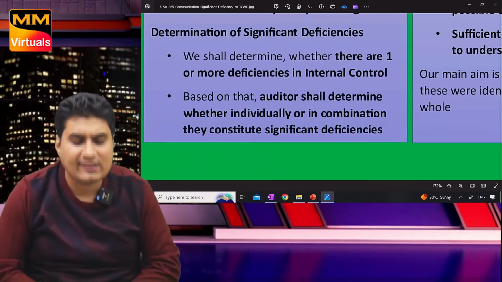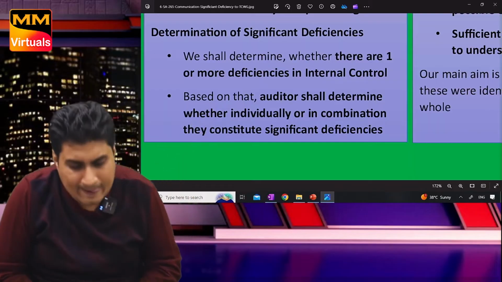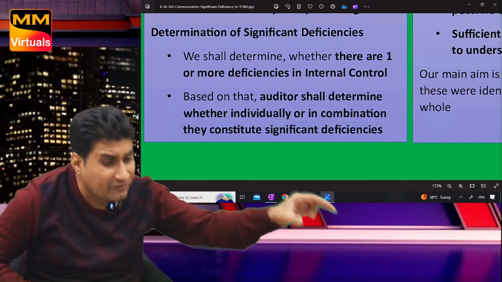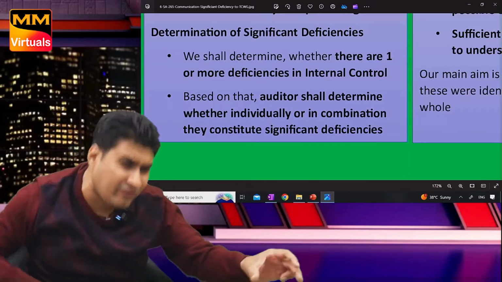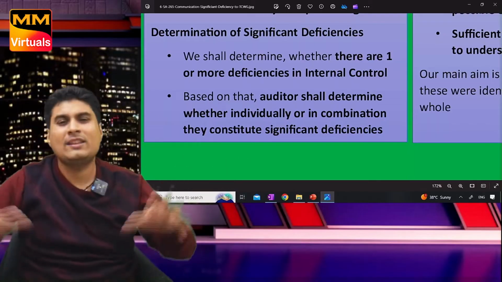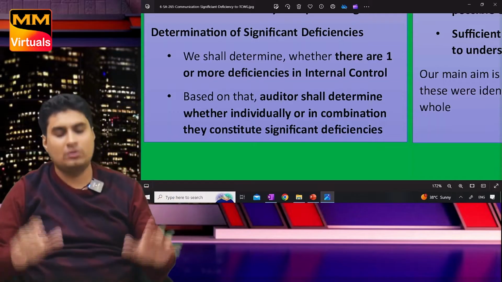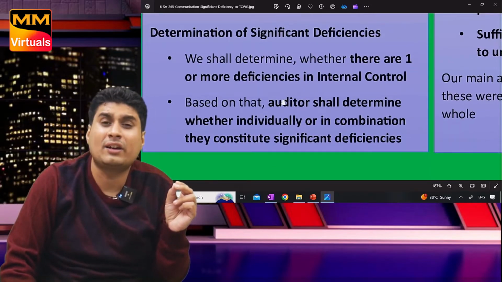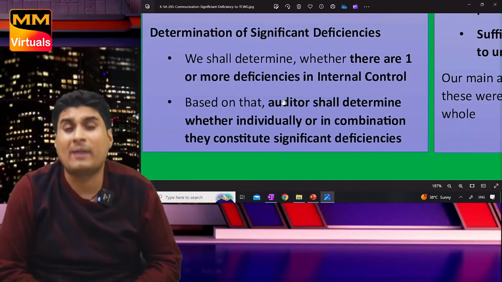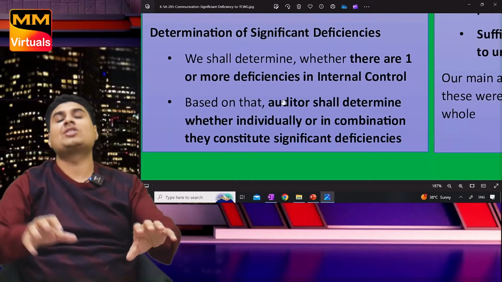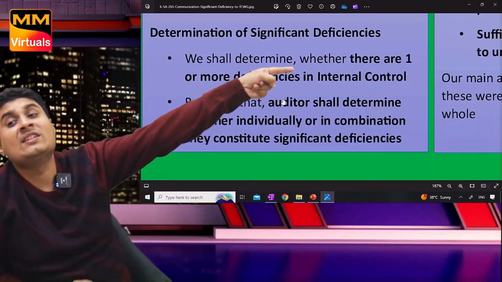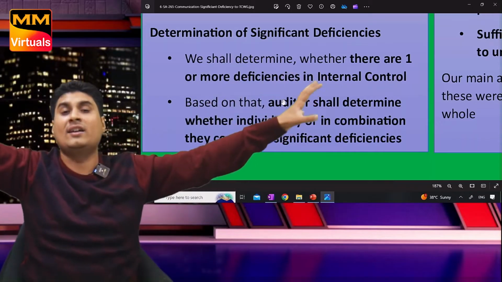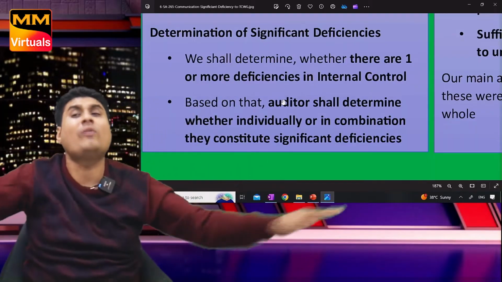We shall identify there are one or more deficiencies in internal control. Based on that, auditor will determine whether individually or in combination, can they become significant deficiency. Understood? Based on that, auditor will determine whether individually or in combination they can become significant deficiency. These are those deficiencies that are of utmost importance in judgment of auditor. If auditor feels it significant, over.